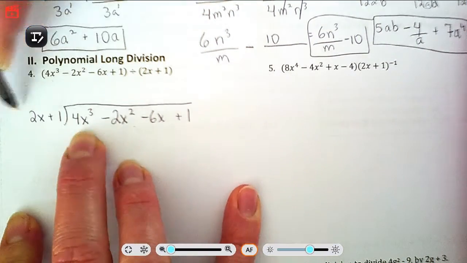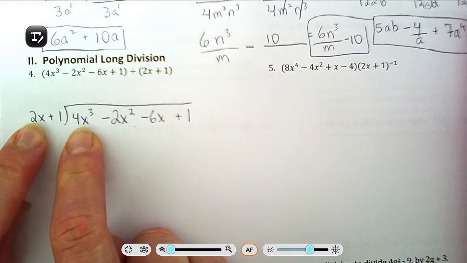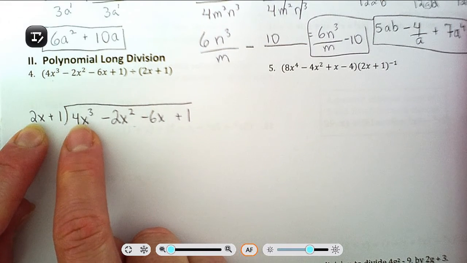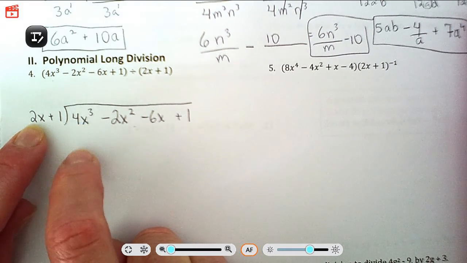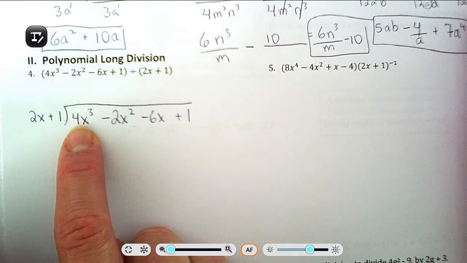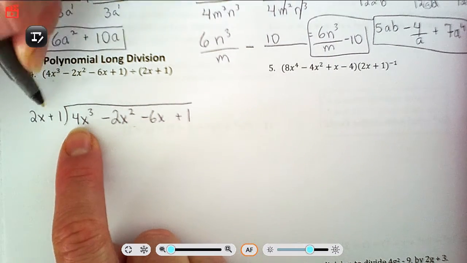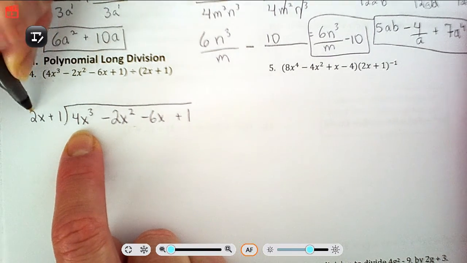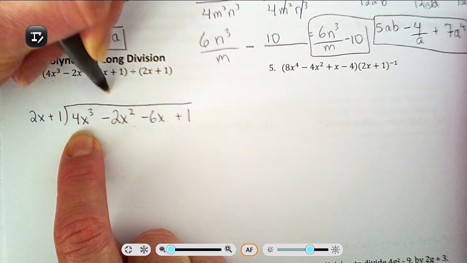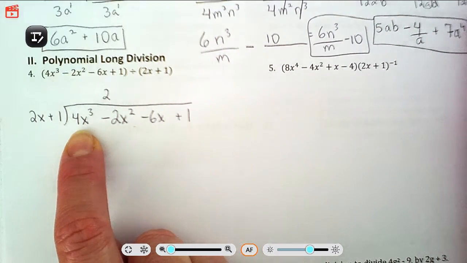First question is looking at these left two values. How many times does 2x go into 4x to the third? Or 2x times what would get you 4x to the third? Or 4x to the third divided by 2x gets you what? Okay, the way I like thinking of it is 2 times what gets me 4? That's a 2. 2 times 2 gets me 4.